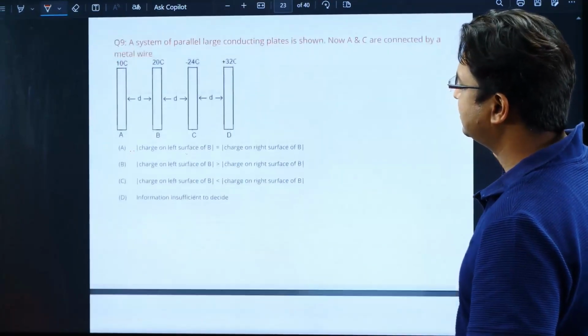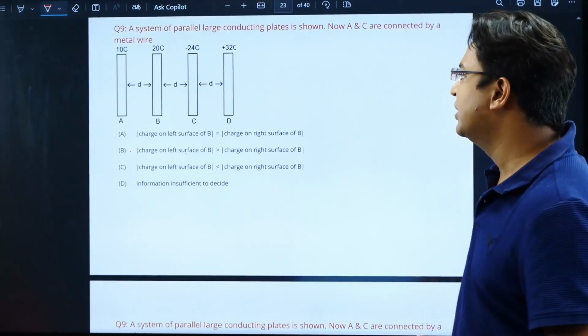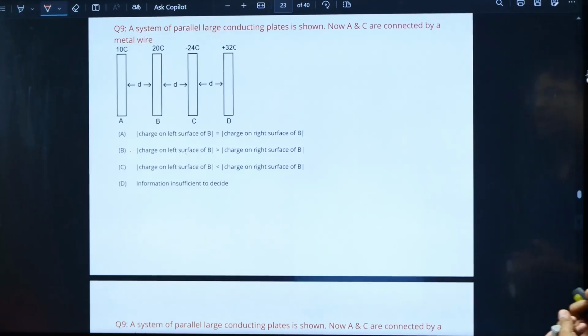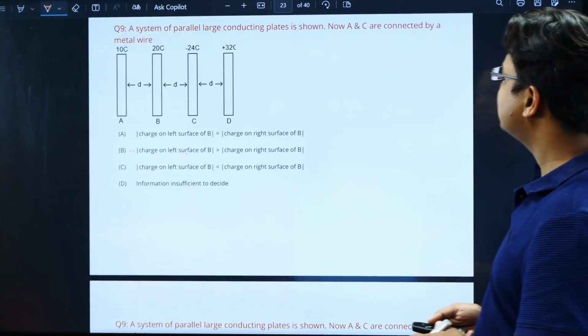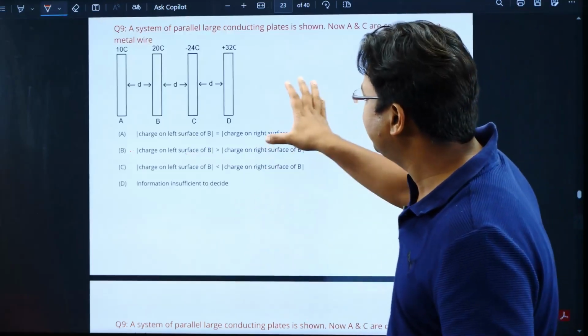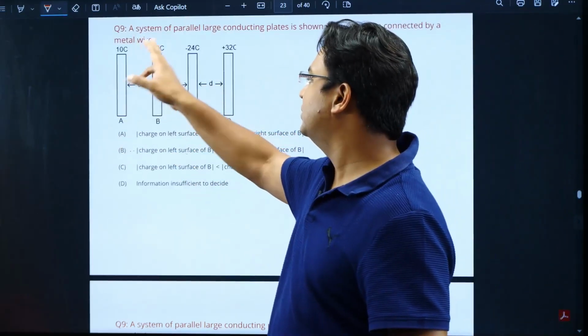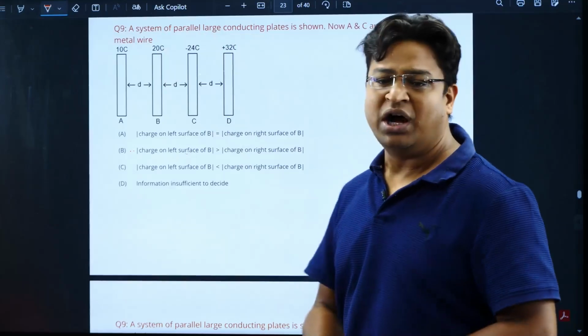Okay, now system of parallel plates, question number 9. All right, a system of parallel large conducting plates is shown. A and C are connected by a metal wire. Okay guys, so we have 4 plates and the charges on them are 10 coulomb, 20 coulomb, minus 24, plus 32. How do we solve these questions?